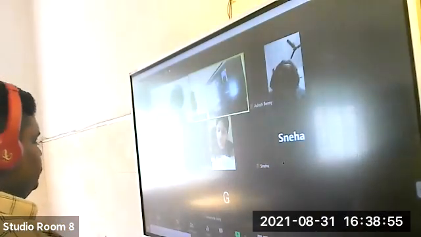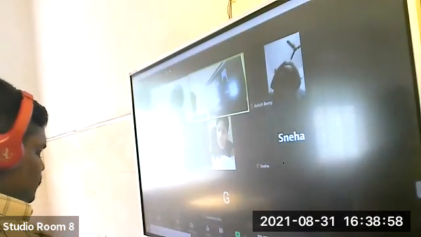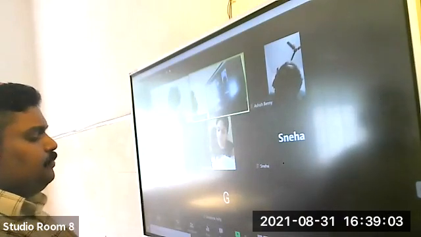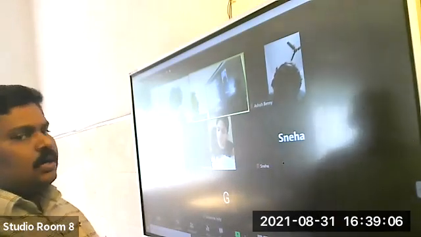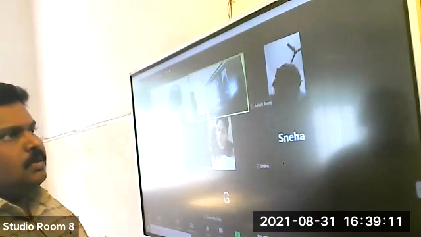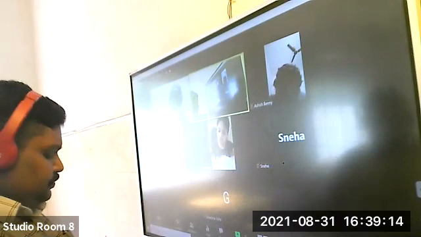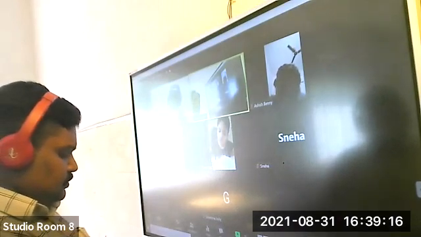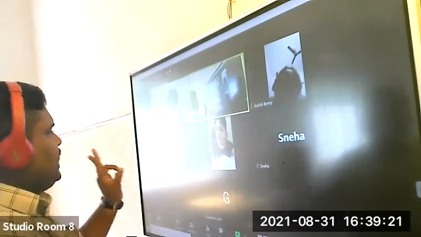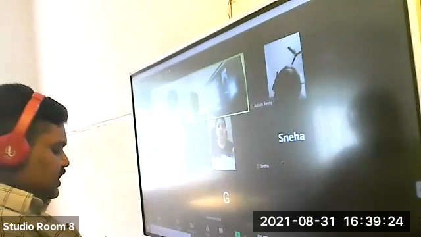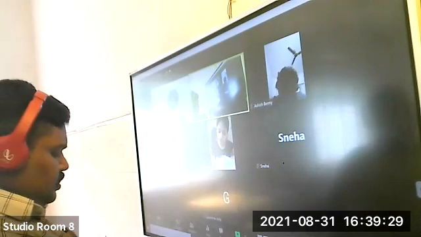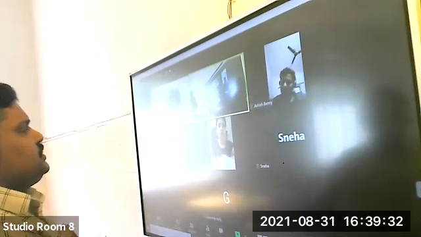Its main function is to maintain peace and security in the world. So what is the main function of the Security Council? To maintain peace and security. Okay, the other functions are as follows.